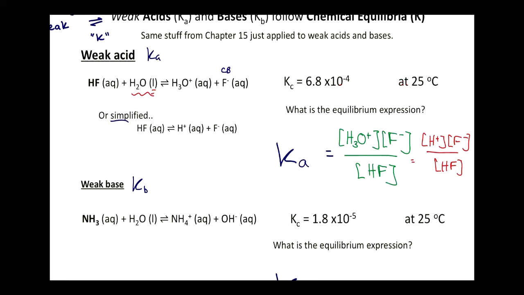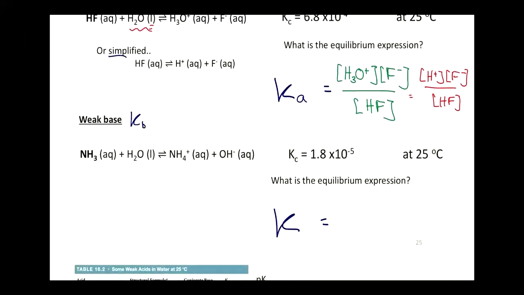And of course, at a specific temperature, most of the time we're working at 25 degrees. So those values you see are at 25 degrees Celsius. So what you see is HF only ionizes a little bit. The K value is quite a small number, so it doesn't completely ionize. Okay, so that's for a weak acid. There's its K expression. Let's look at a weak base that has a Kb expression because B stands for base.